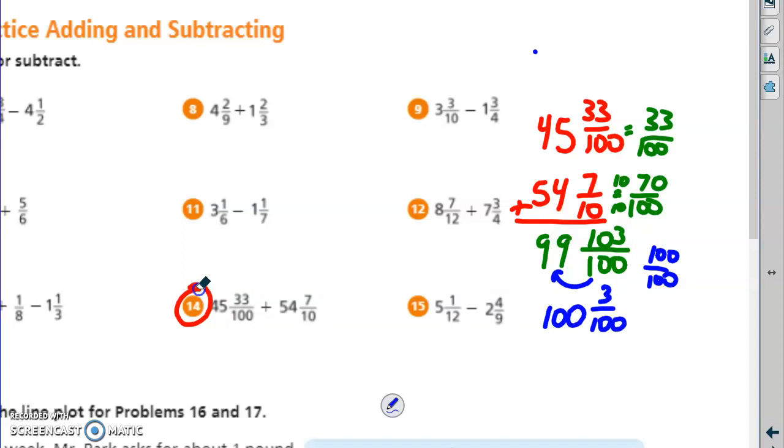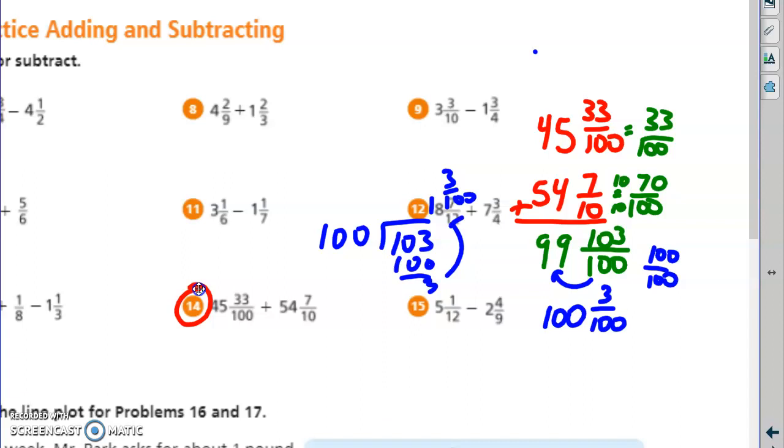Okay, your teacher might have shown you a way to divide it like this, and that's another way of doing that too. Okay, the remainder becomes your numerator and the denominator stays the same. Okay, a couple ways you could do that.